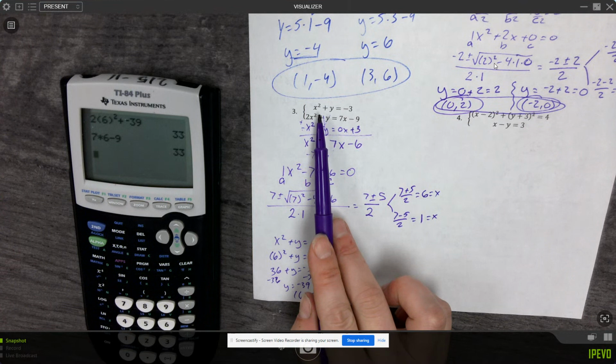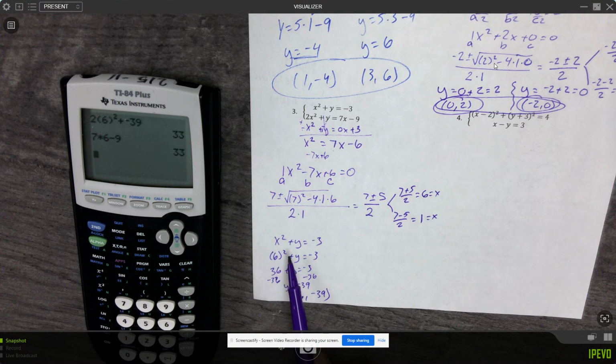So I took the top equation, plugged in my x value. 6 squared is 36. And since it's positive, I subtracted. Negative 3 minus 36 is negative 39.